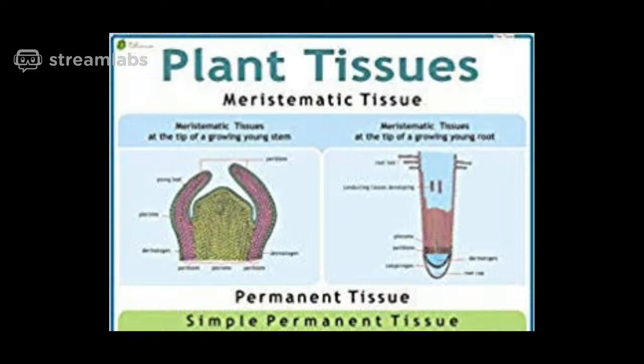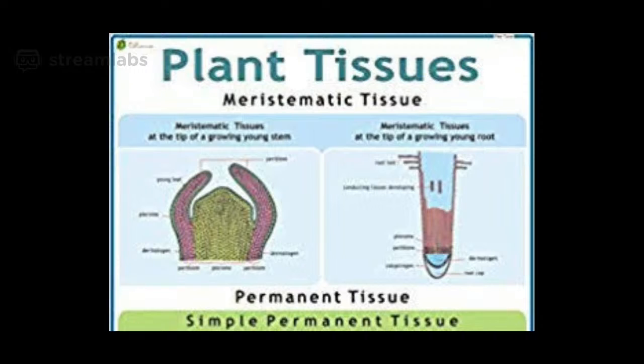In meristematic tissue, we find three types: apical meristematic tissue, intercalary meristematic tissue and lateral meristematic tissue. Anyhow, all this meristematic tissue helps in growth of the plant as they are involved in continuous cell division. Only the meristematic tissues are involved in continuous cell division.